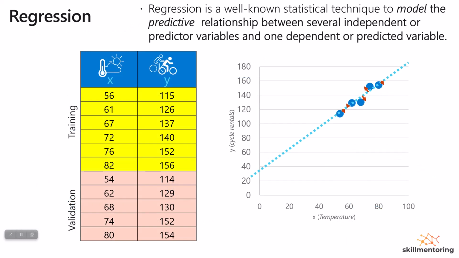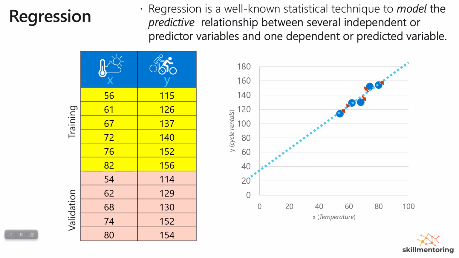As I said, regression is one of the ways by which we can predict something. Regression is a well-known statistical technique to model the predictive relationship between several independent or predictor variables and one dependent or predicted variable. For example, in this graphic, you can see that we have used two pieces of data: training and validation. In machine learning algorithms, we always use some from the larger sample. We divide the data into training and validation.